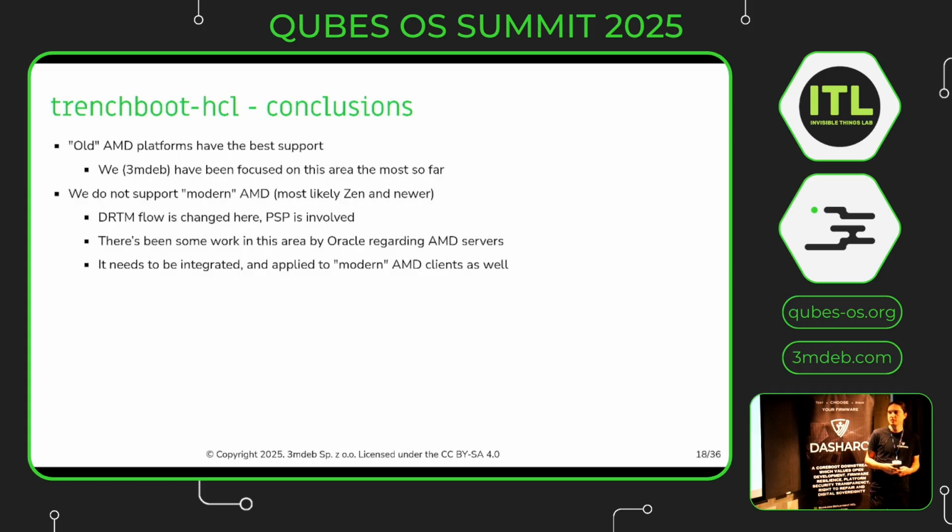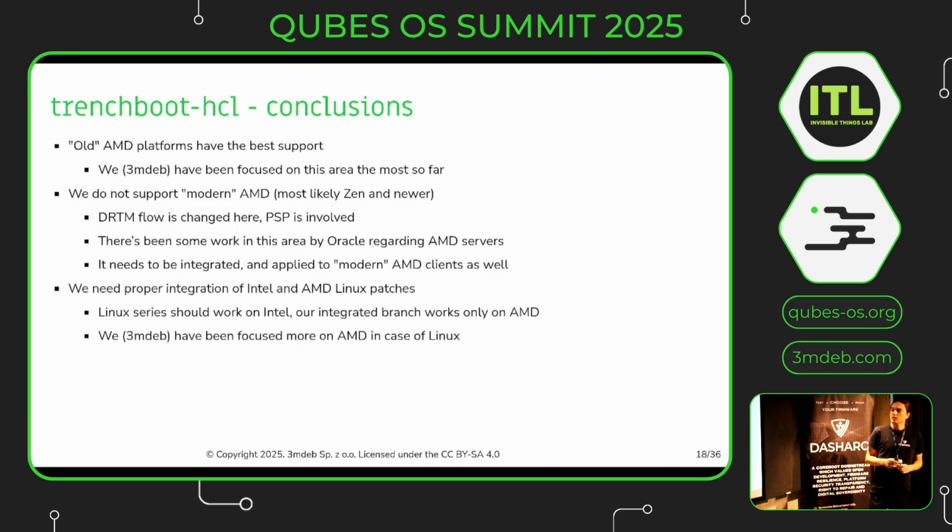So it would need to be integrated and applied also to modern clients for AMD. As far as we know, there are some differences. But maybe based on the work by Oracle, we can make it a bit simpler. To support both the older and newer AMD flow, we need proper integration of Intel and AMD Linux patches on a single branch.